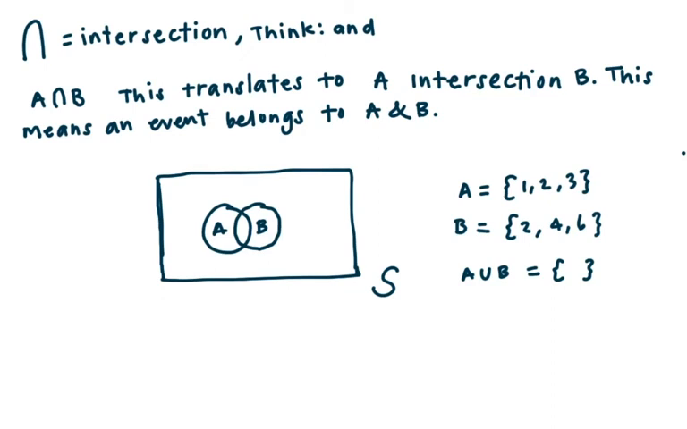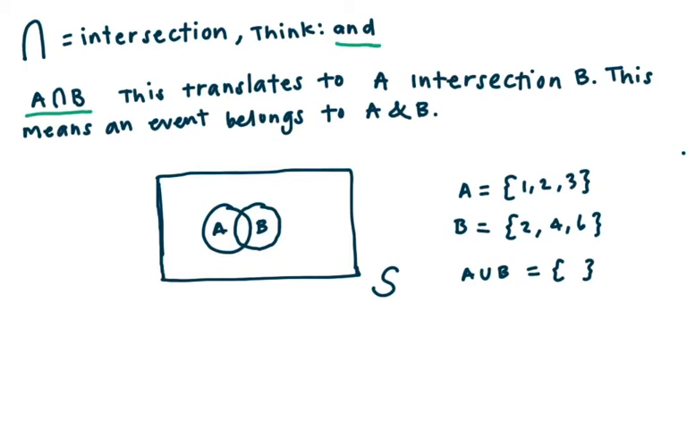Okay, this next symbol is intersection. And whenever you see intersection, you're going to think "and." So right here, you're looking at A intersection B, and as I've written to the right, this translates to A and B. So this means an event belongs to A and it belongs to B.